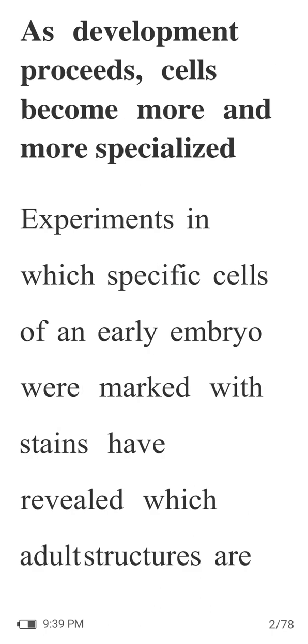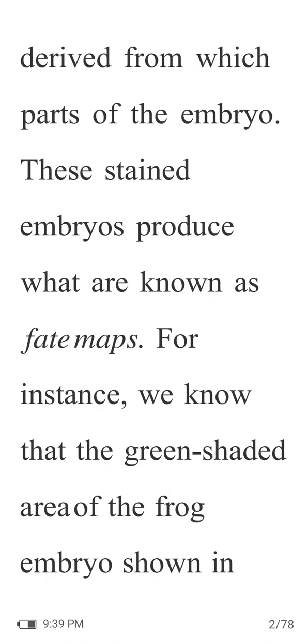As development proceeds, cells become more and more specialized. Experiments in which specific cells of an early embryo were marked with stains have revealed which adult structures are derived from which parts of the embryo. The stained embryos produce what are known as fate maps.